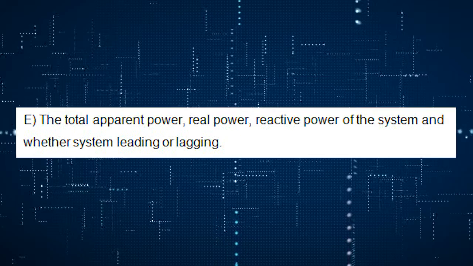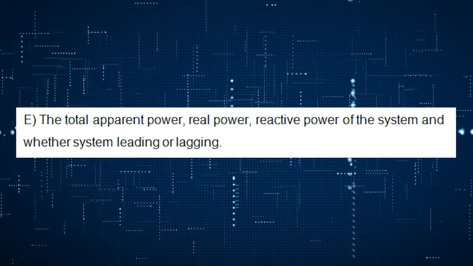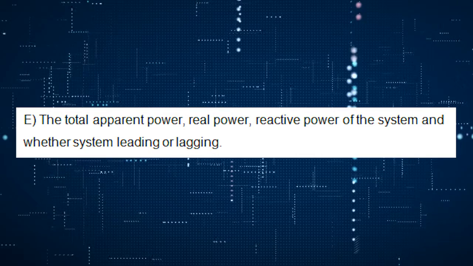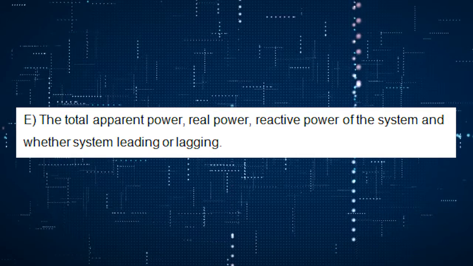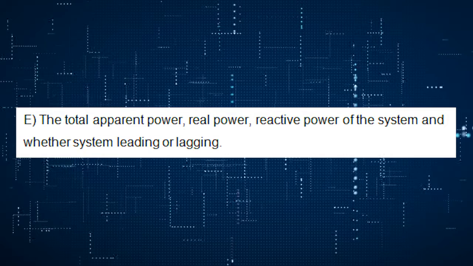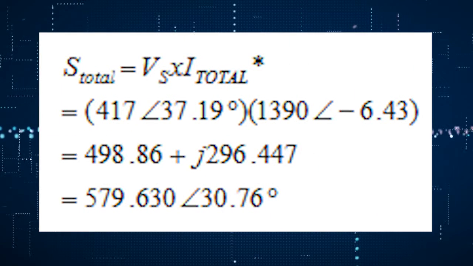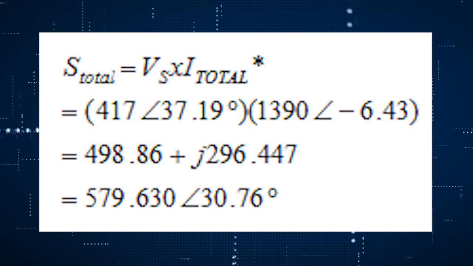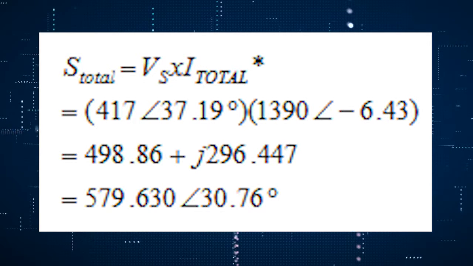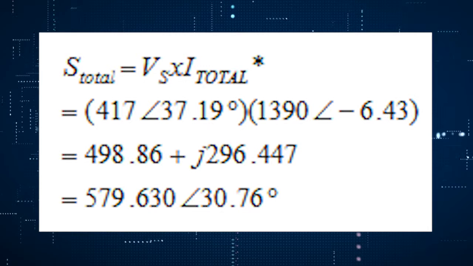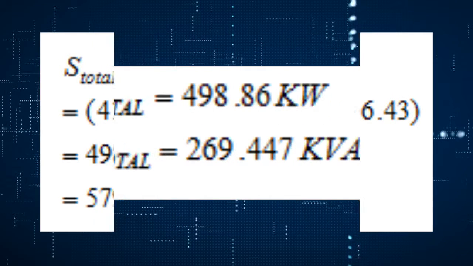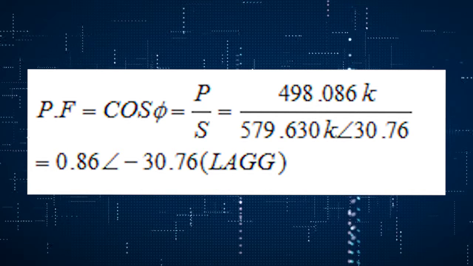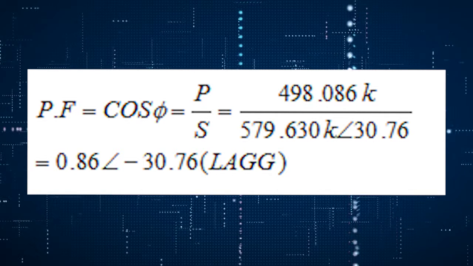Question E is to find total apparent power, which is S, total real power, which is P, and total reactive power, Q. And we need to determine whether the system is leading or lagging. So we need to use this formula to find the complex power. From the real and imaginary values, we automatically find the P and also the Q. So we just need to find the power factor to determine whether the system is leading or lagging.